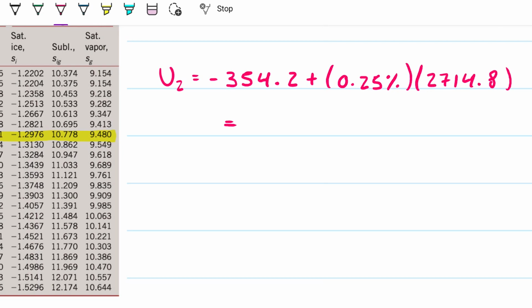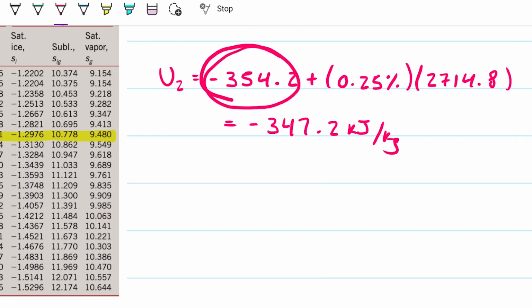So this turns out to be negative 347.2. Note the following, right? In spite of having a tiny bit of vapor, and in spite of the vapor being very high energy, it's so little that the overwhelming internal energy comes from the ice, so the vapor barely makes a difference on the internal energy there.